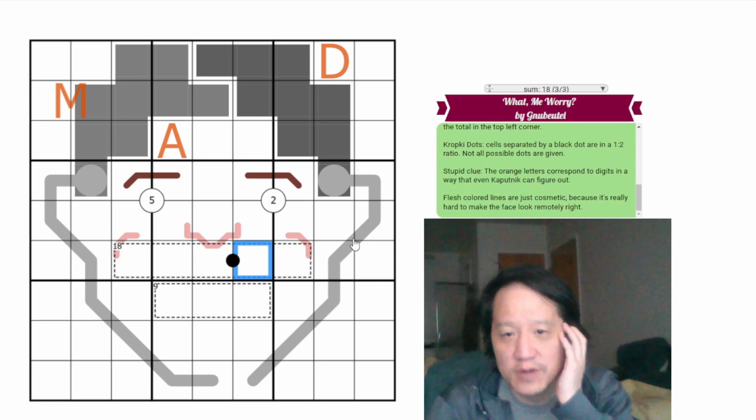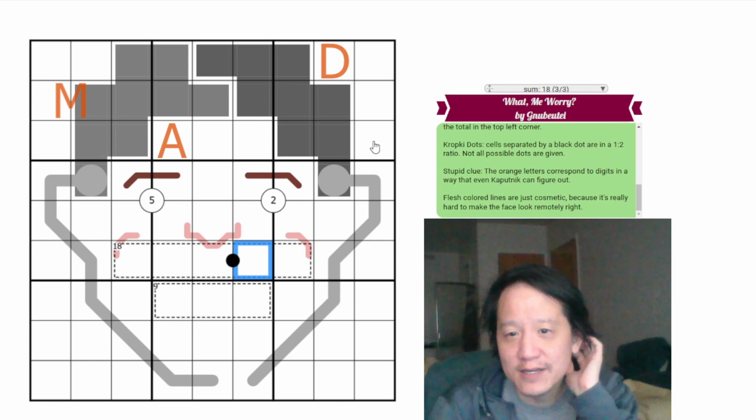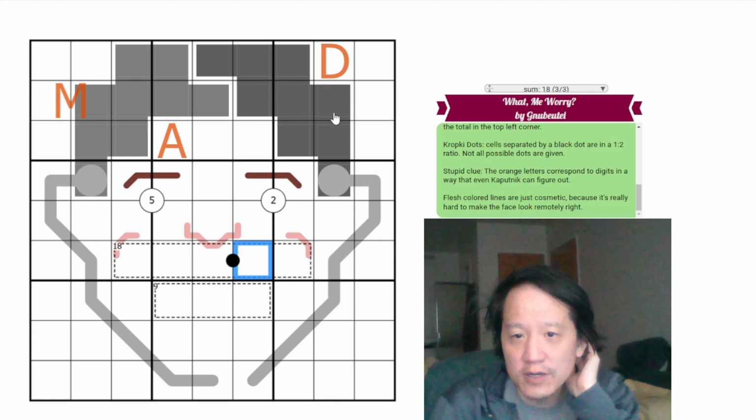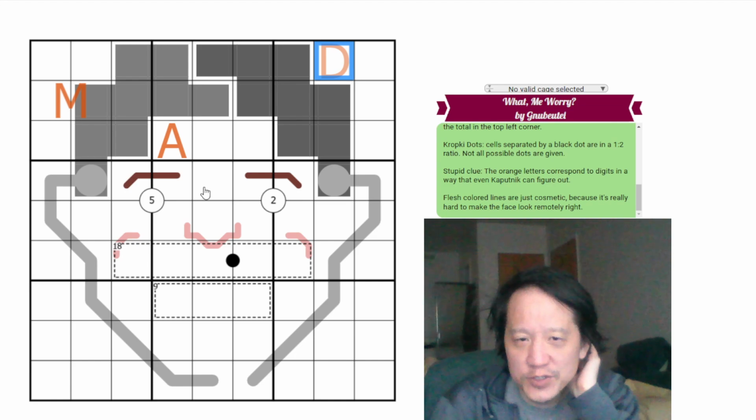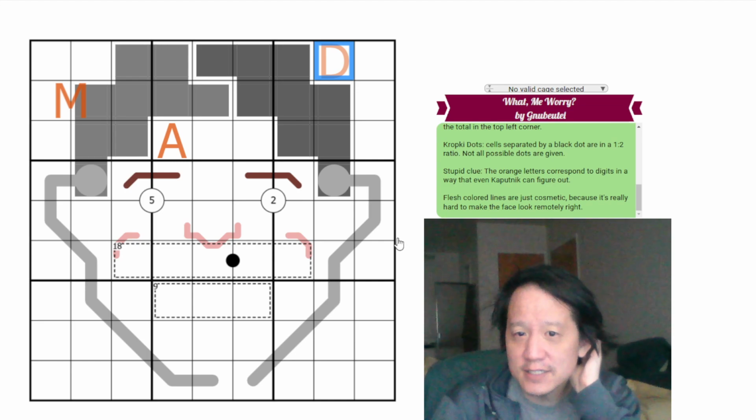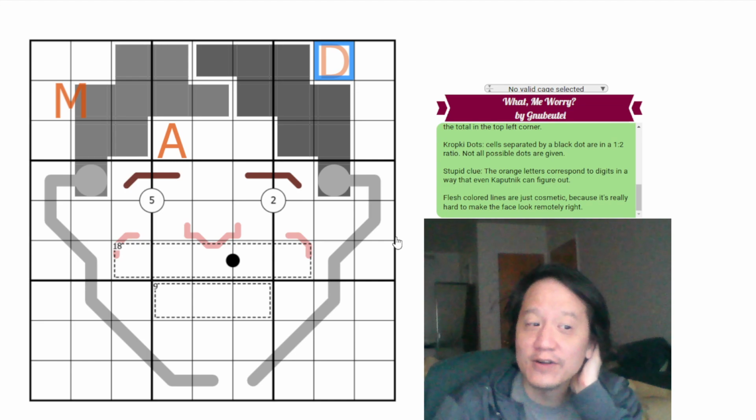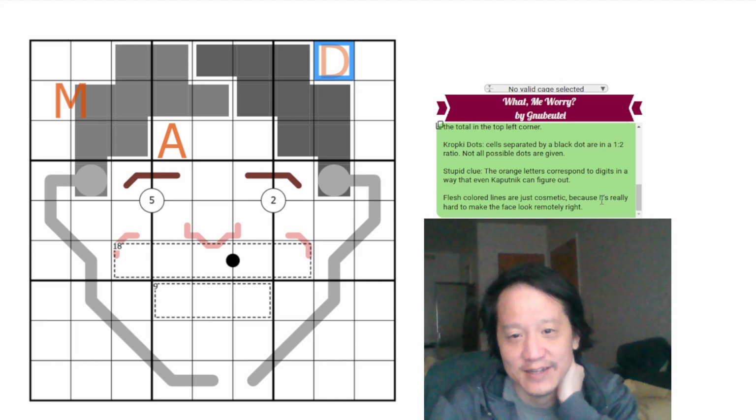Stupid clue. Okay. The orange letters correspond to digits in a way that even Kaputnik can figure out. Okay. So these have to be interesting. This is M. And it looks like it covers 2 cells. That's A, covers 1 cell, D covers 1 cell. So it corresponds to digits in a way that even Kaputnik can figure out. You have to figure that out.